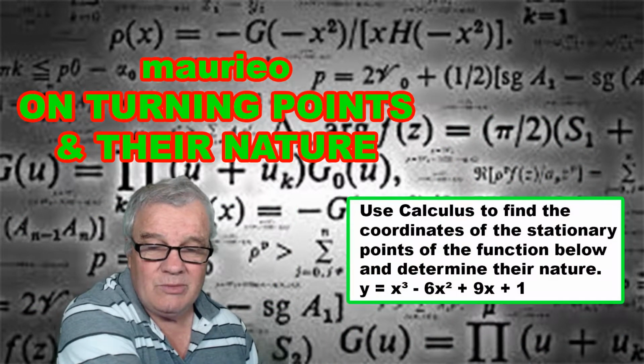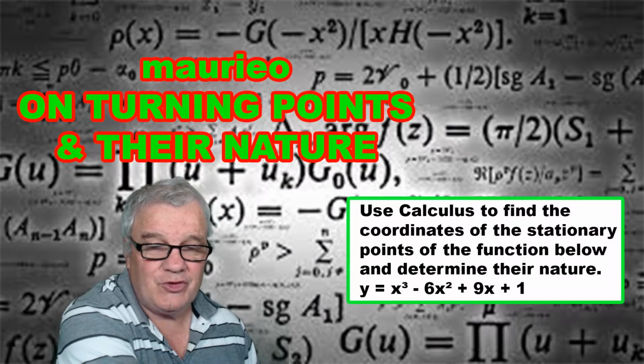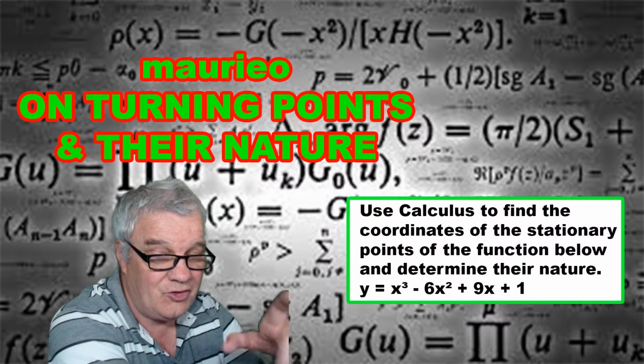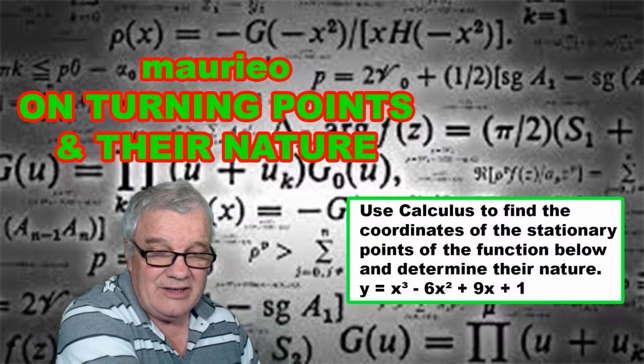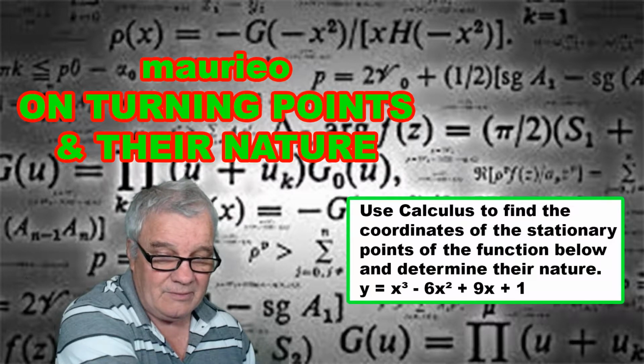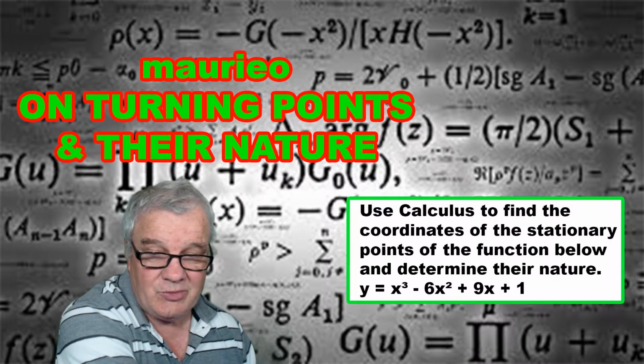Hello, welcome. Well, today a couple of students came and asked me the question that you see just over here. Use calculus to find the coordinates of the stationary points of the function below and determine their nature. y equals x cubed minus 6x squared plus 9x plus 1.